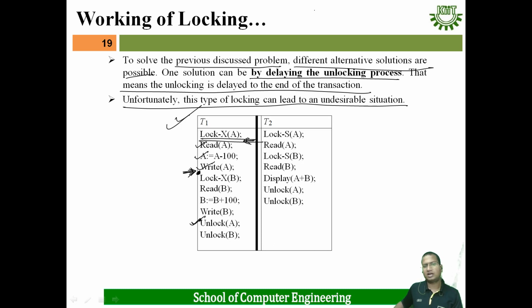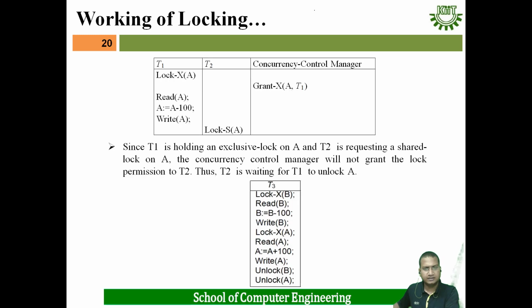But what we will do, suppose we will not unlock A here, we will delay that process. Then what result will we get? If we delay that process, then deadlock will happen. We will see that in this slide.